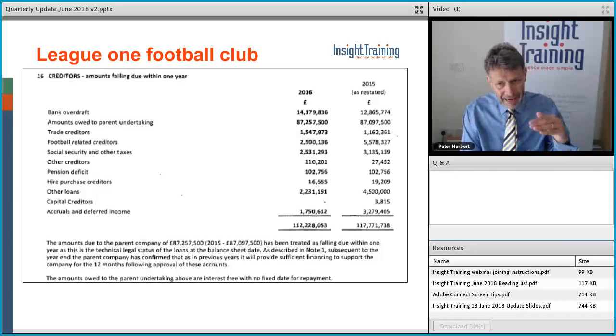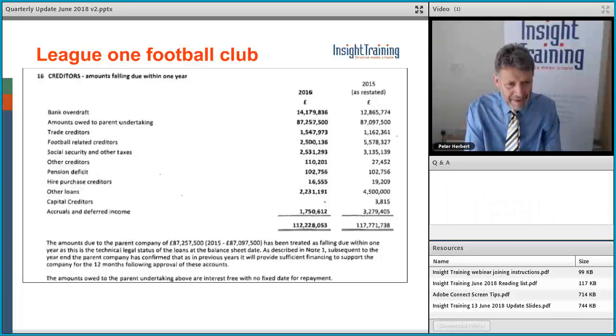And they basically, at the bottom of their creditors note, specifically commented: the amounts due to the parent company of 87.2 has been treated as falling due within 1 year, as this is the technical legal status of the loan at the balance sheet date. So clarifying very clearly there why that's in short term, and that it's very much on the grounds of a technicality of a legality.